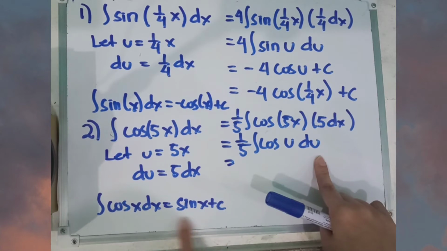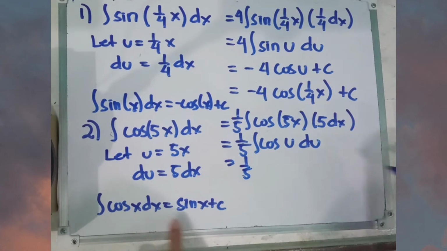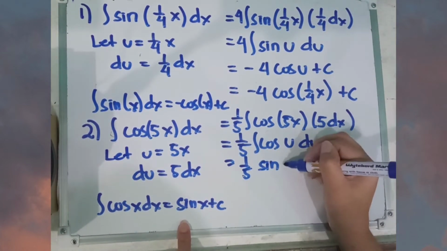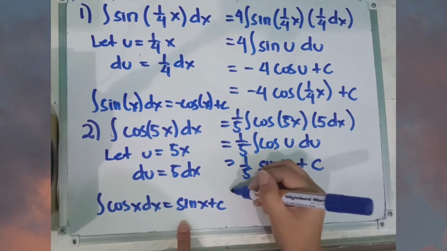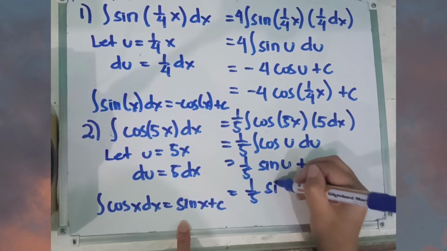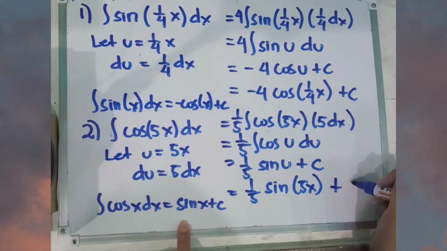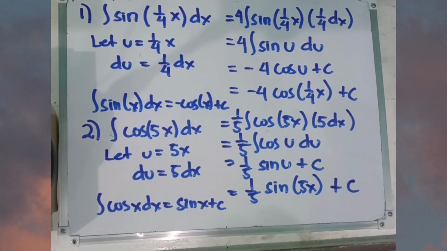So this one is in this form, therefore that's 1/5 sine u plus c. And of course, going back, the value of u is simply 5x, so 1/5 sine 5x plus c. Again, that's very easy since you already know how to perform u substitution. All you have to do now is be familiar with the rules for integrals of trigonometric functions.